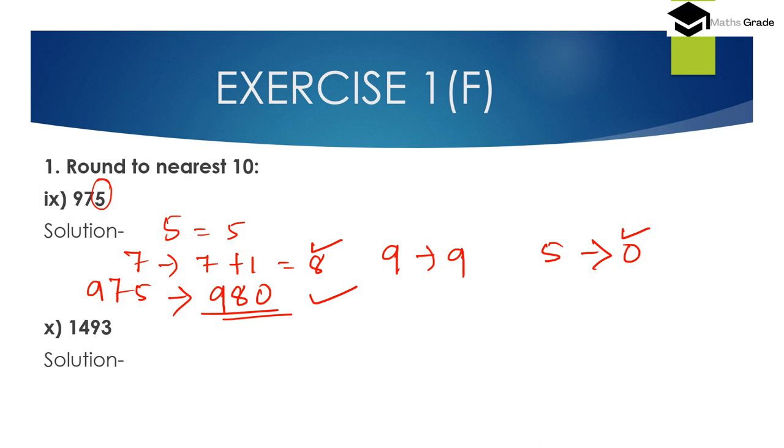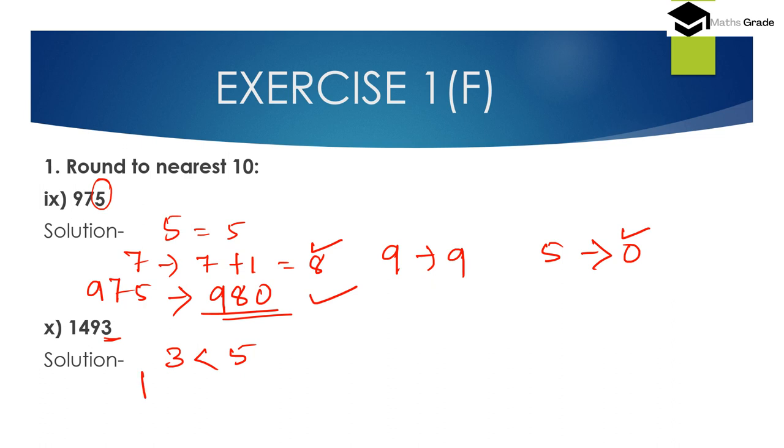1493. We have to round this number 1493 to the nearest 10. First we look at the unit place digit. Here the unit place digit is 3, which is less than 5. So don't add 1 to the tens place digit, just write down the tens place digit as it is, and the hundreds place digit as it is, and the thousands place digit as it is.